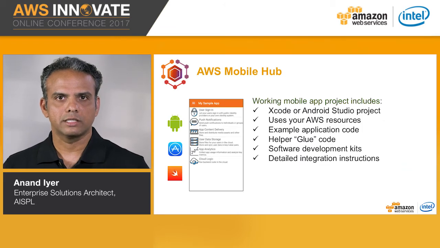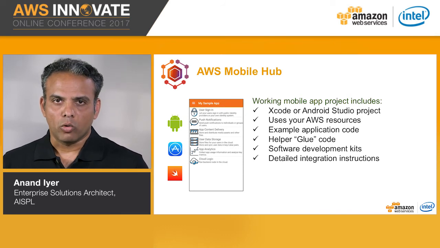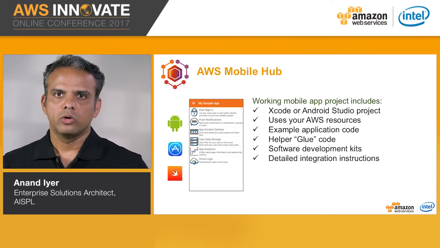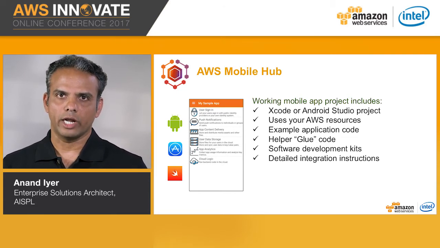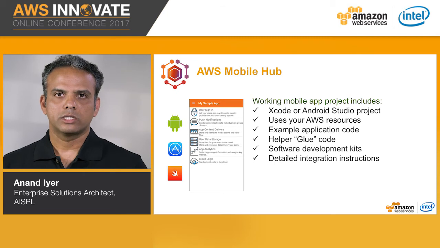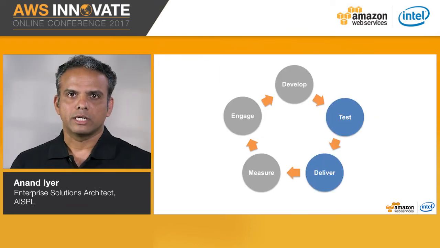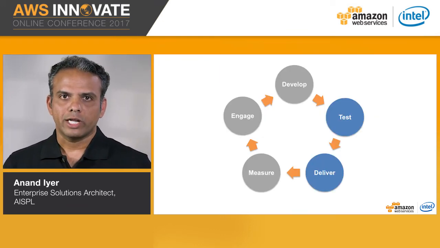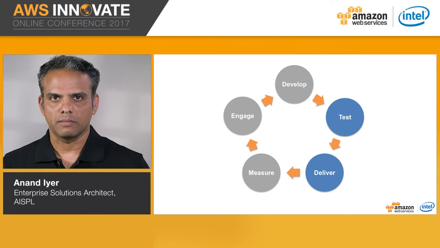Once you have selected the desired features for your app, AWS Mobile Hub will give you an option to download the source code to be imported into Android Studio or Xcode project. The project now uses your AWS resources and includes helper code along with detailed integration instructions as well. Now that we have completed the development phase, we are ready to test and deploy our application. Let's look at the second phase of the mobile application lifecycle.